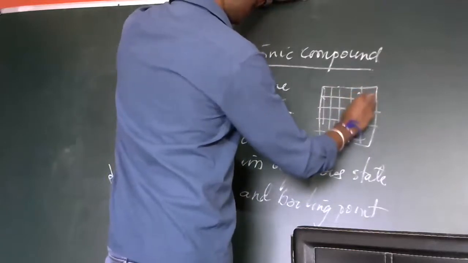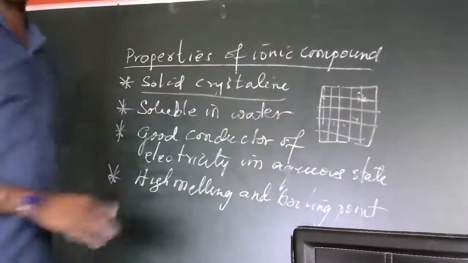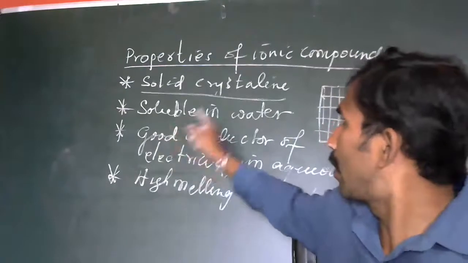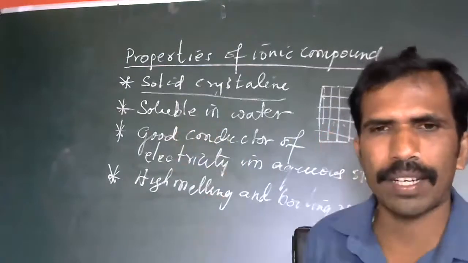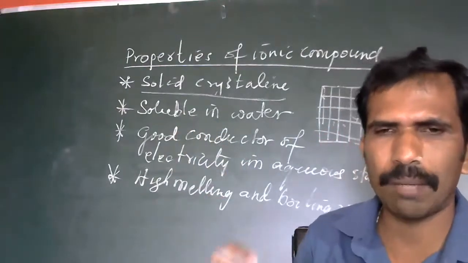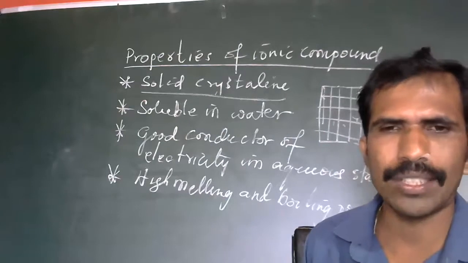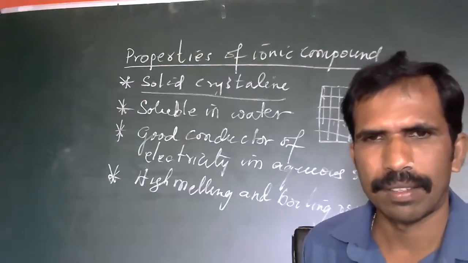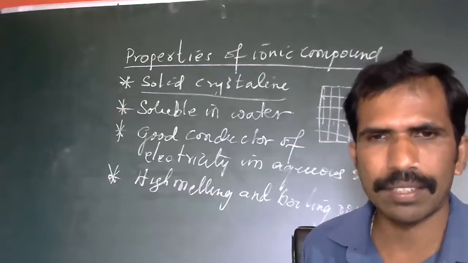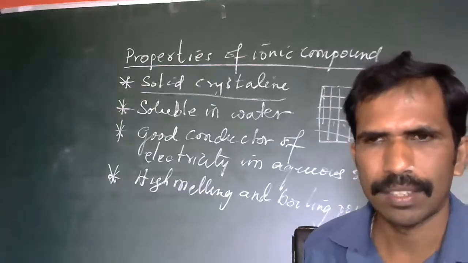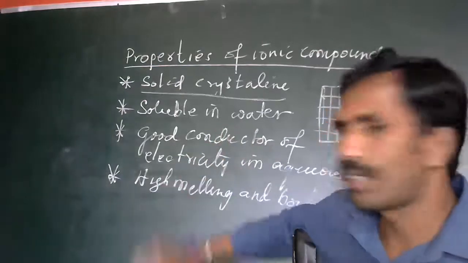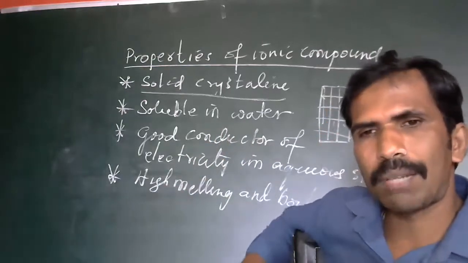So sodium chloride crystals are formed like this. They are soluble in water. You put sodium chloride in water, and they start dissolving. So they ionize. They produce ions. So ionization happens because they are soluble in water.